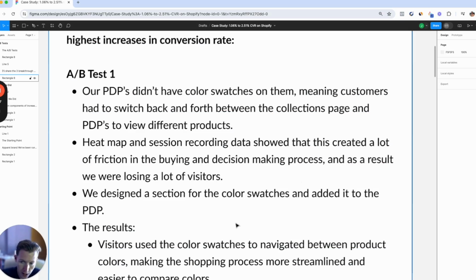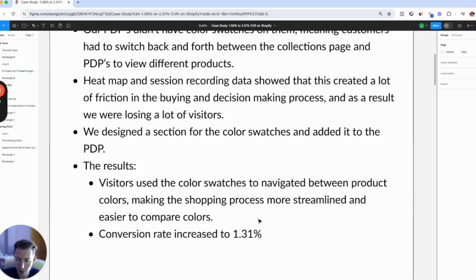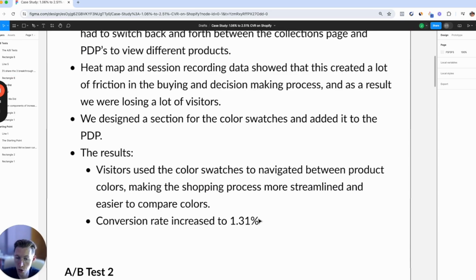So what we did was we assigned a section for the color swatches and we added it to the PDP. And the results were that visitors used the color swatches to navigate between product colors, and it made the shopping process more streamlined and easier to compare colors. And the conversion rate increased to 1.31%. So we tested, the A variant, the control, was the existing PDP with no color swatches, and the B, the test variant, was with color swatches, right? And this is what happened.